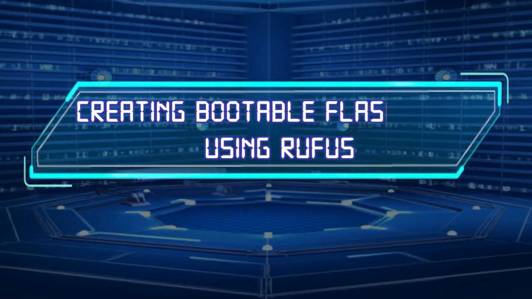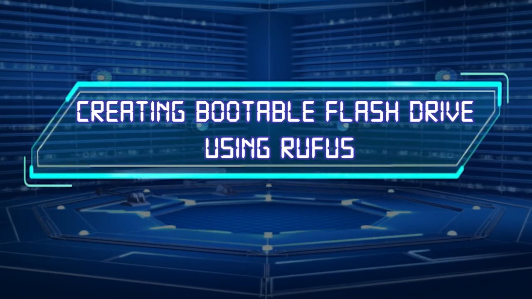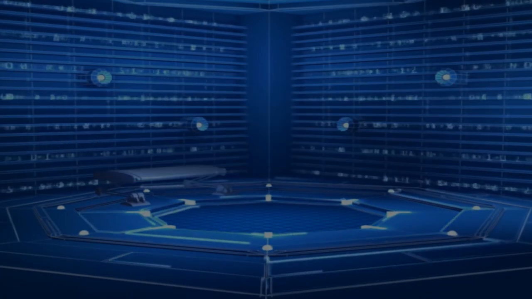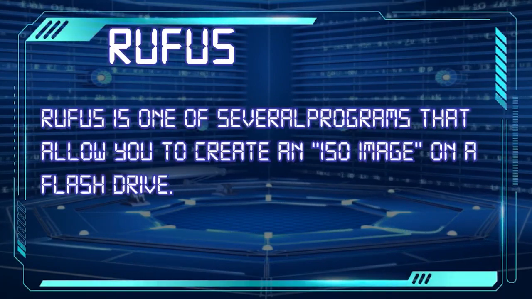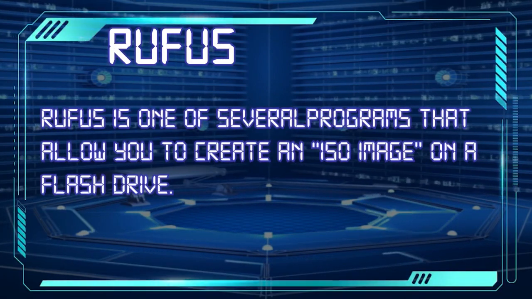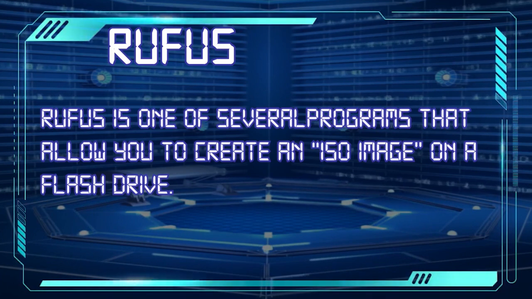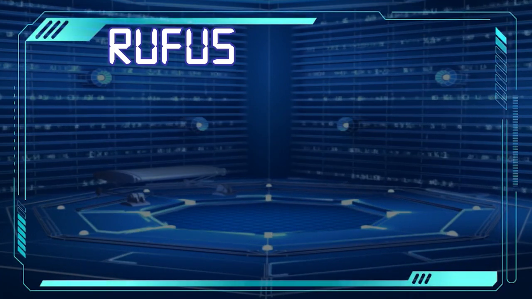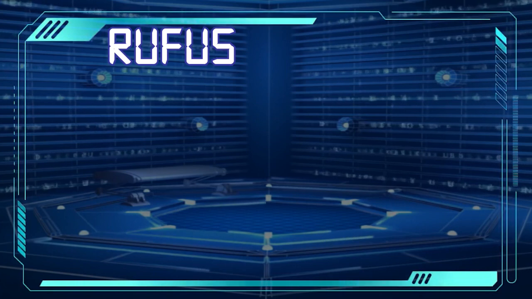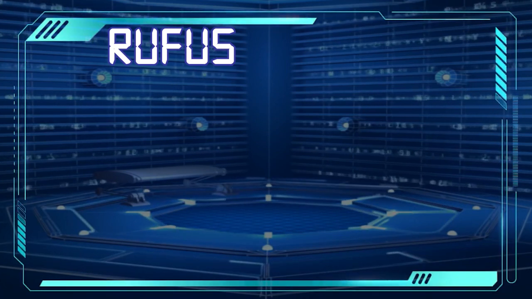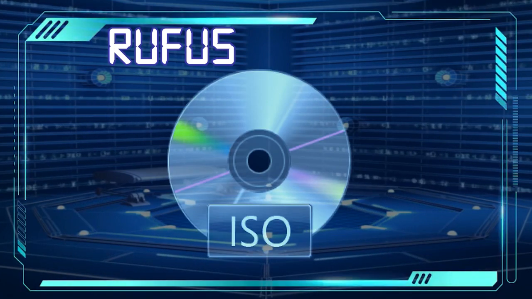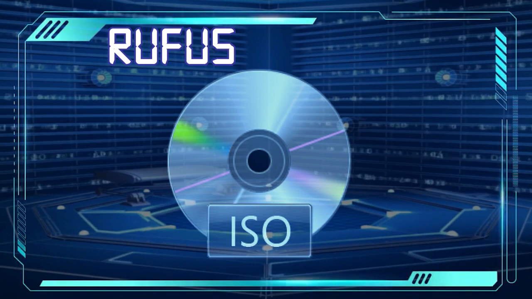Let us now proceed to the second method in creating a bootable flash drive OS installer, which is using a third-party software like RUFUS. Creating a bootable flash drive OS installer using RUFUS. RUFUS is one of several programs that allows you to create an ISO image on a flash drive. To create a bootable flash drive using RUFUS, all you need is number 1. Your ISO of choice, example, Windows 10.